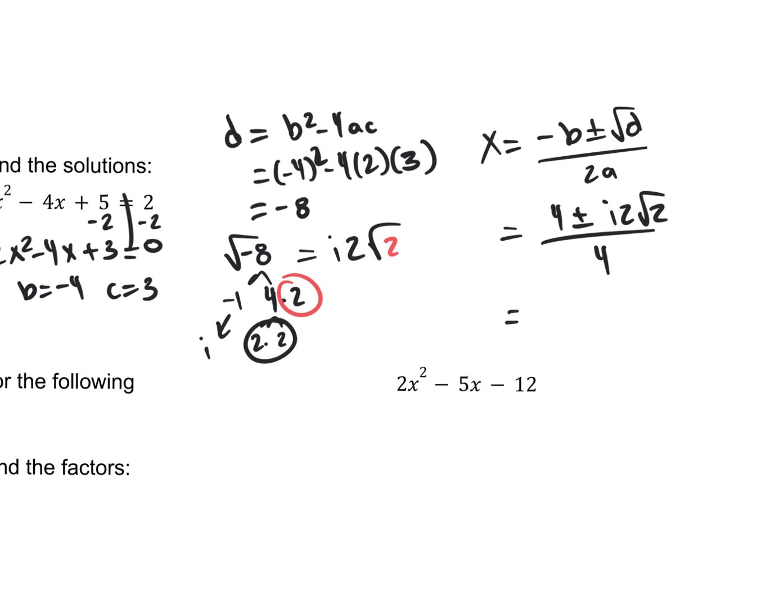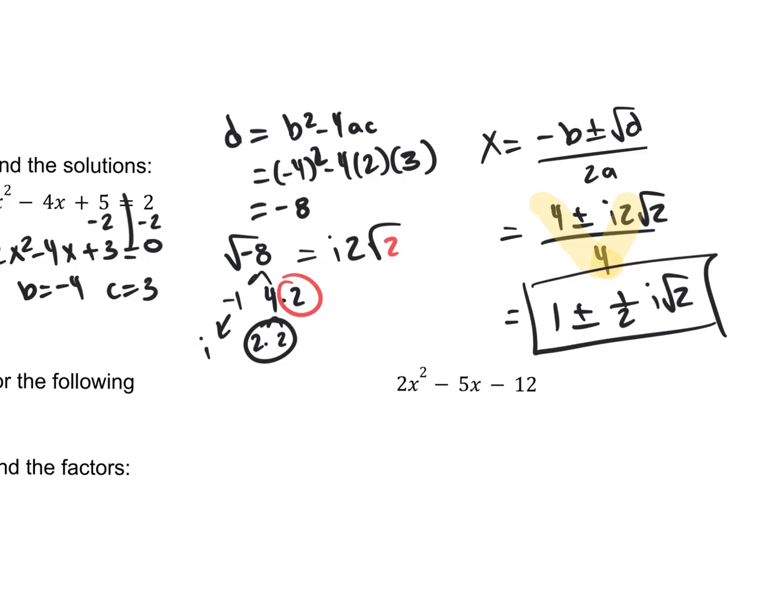And then from there, you can try and simplify. You simplify by simplifying these numbers first. 4 divided by 4 is 1. Plus or minus, and then you try to simplify these numbers here, only the ones on the outside, and never go into the radical sign. So 2 divided by 4 is 1/2. So I have 1/2 i square root of 2, and that would be my answer for this problem.